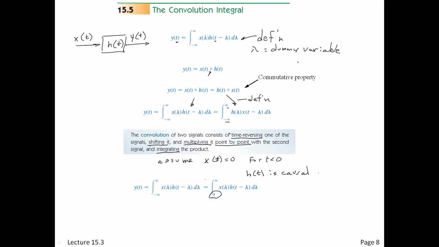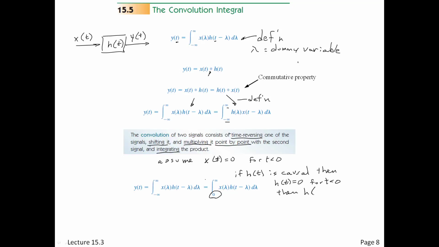And causal means something causes something else. And if it's causal, then what? h of t is equal to 0 for t less than 0. Right? Also, that would mean then, it doesn't mean, but we want this to be true.